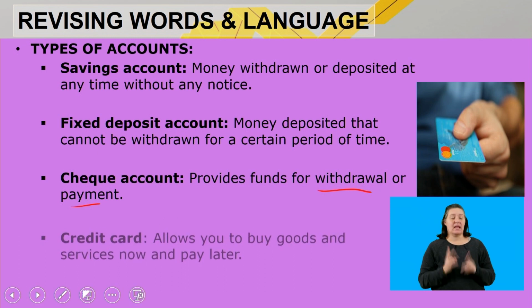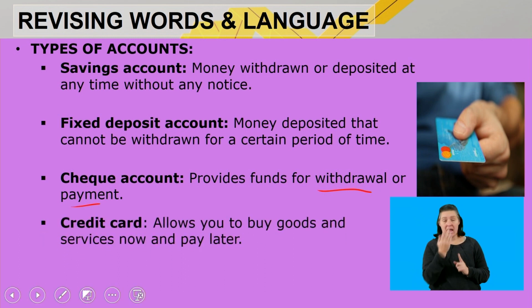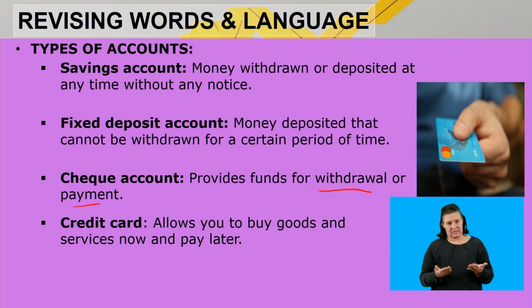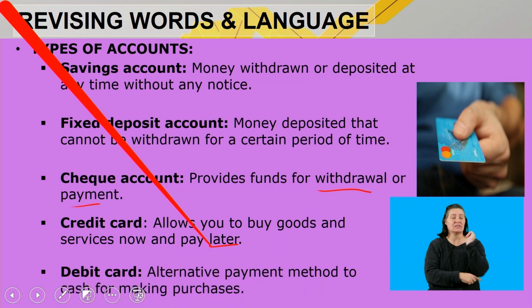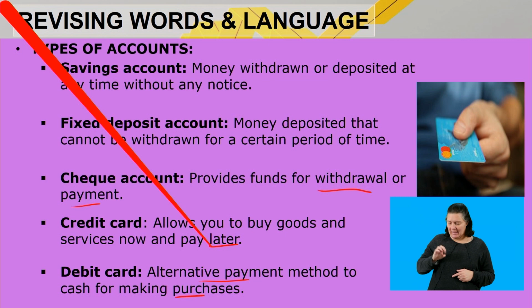And then we looked at the credit card. We indicated that a credit card allows you to buy goods and services now and pay for them later. And then lastly, we've looked at the debit card, which is the alternative payment method to cash for making purchases. I hope that's clear to all of you.